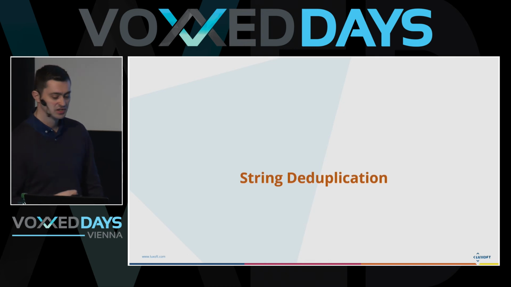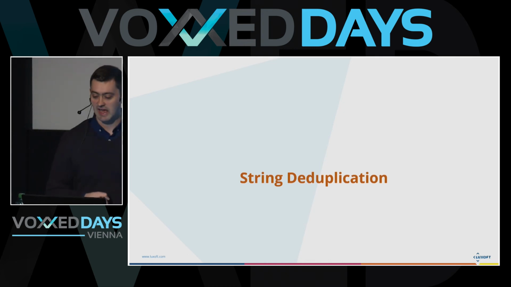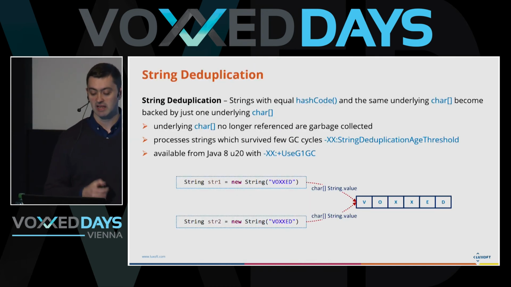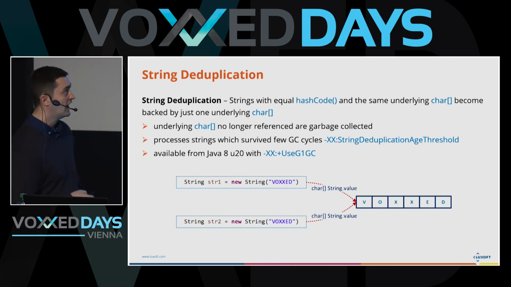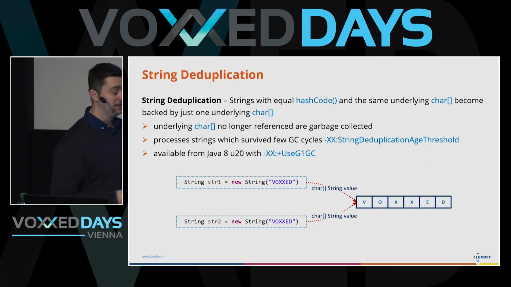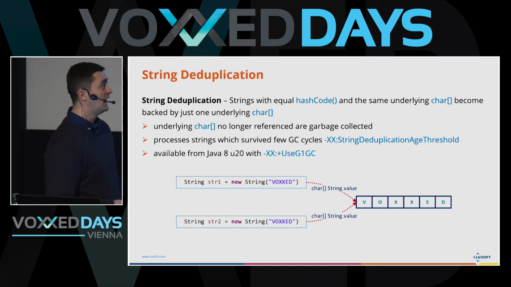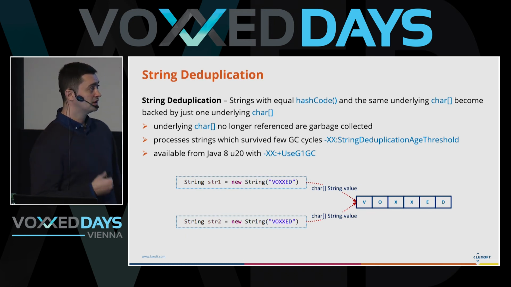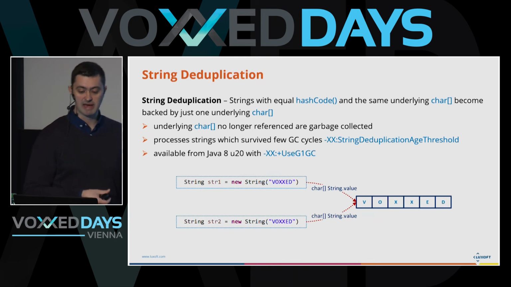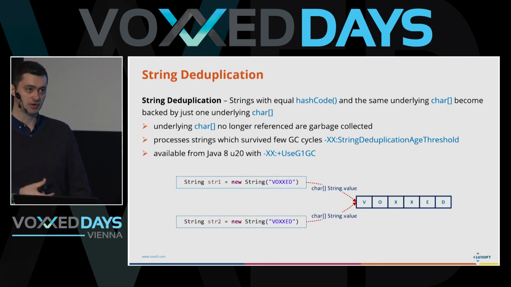String deduplication is the next optimization that happens during the runtime, which mainly says that if I have the garbage collector G1 enabled and starting with Java 8 update 20, during the runtime, during a GC cycle, the garbage collector searches for strings backed by the same char arrays.